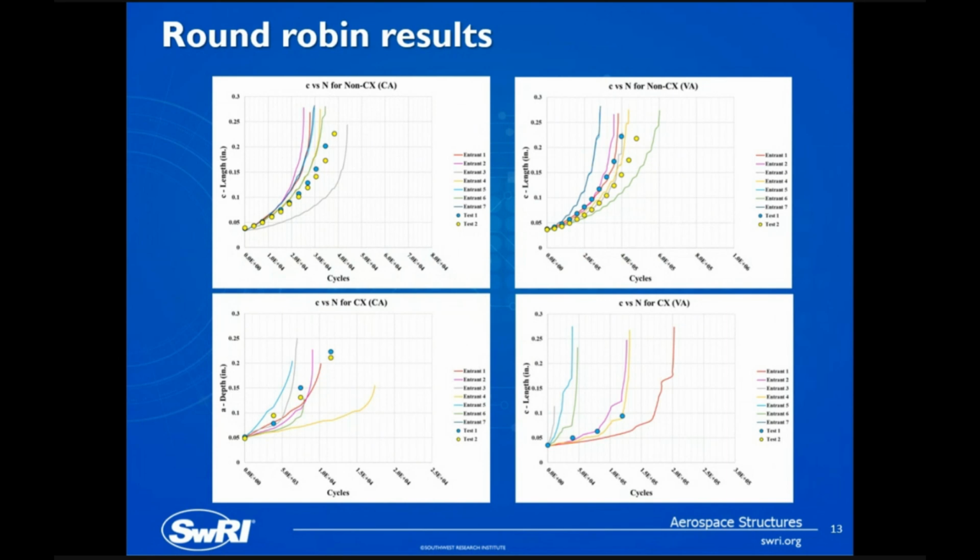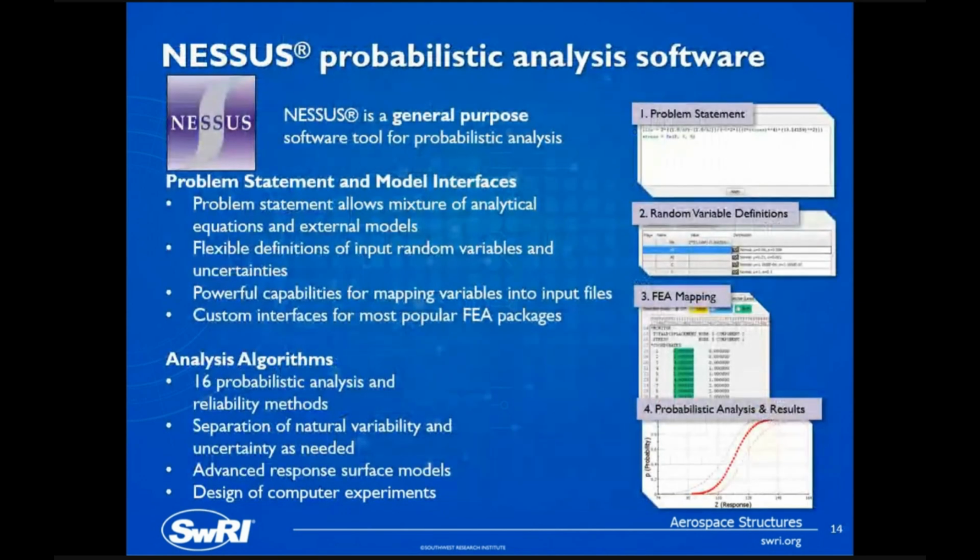Fortunately, both Dave and I had what I think are fairly good results in the pink and the red here. You can see mine here goes a little unconservative, and that's primarily just because of the assumption that I made as far as load interaction, crack growth retardation. So that is the round robin analysis that we were part of.